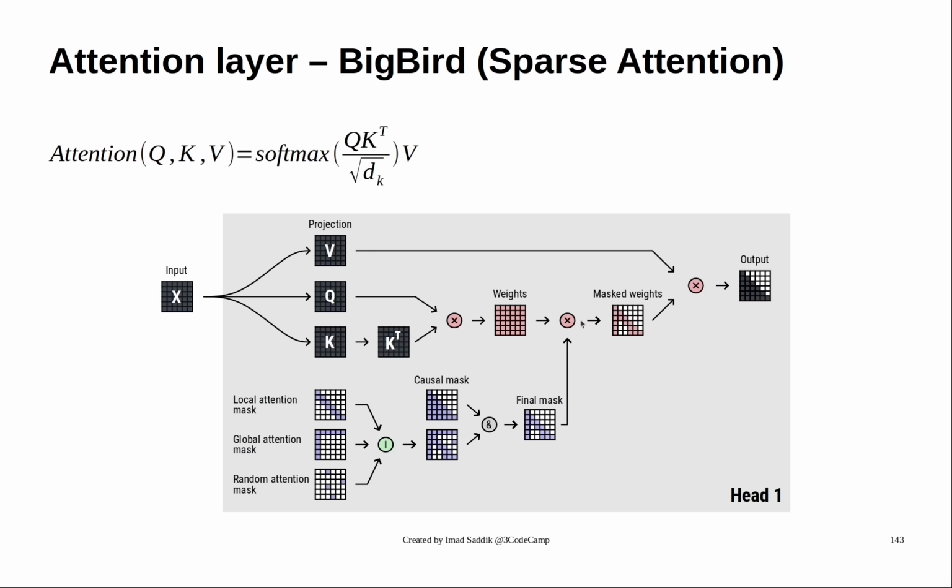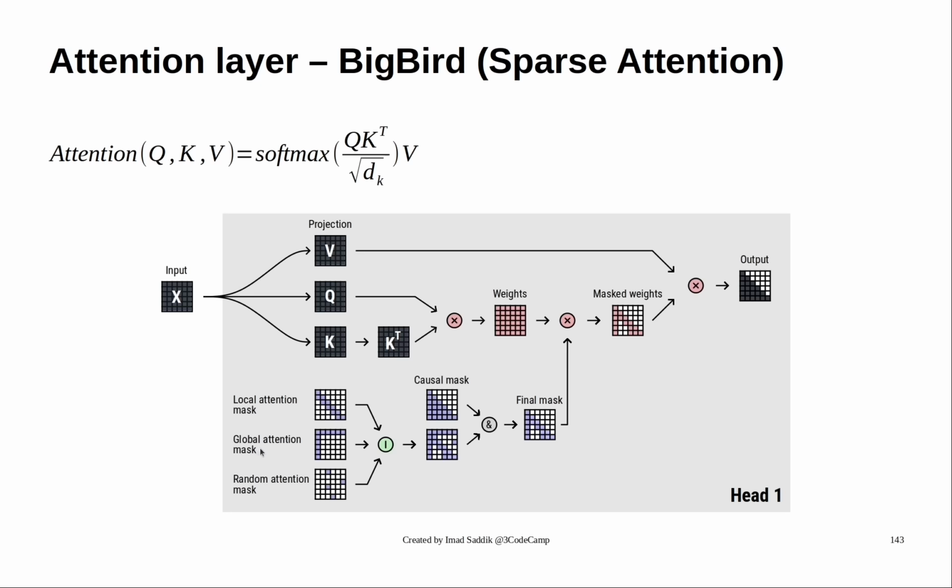And now this is the change. So we need to create a mask in order to multiply it with the weights matrix. And this is what we do. Here we have the local attention mask. You can see that here we have zeros in the upper triangle and the lower triangle.